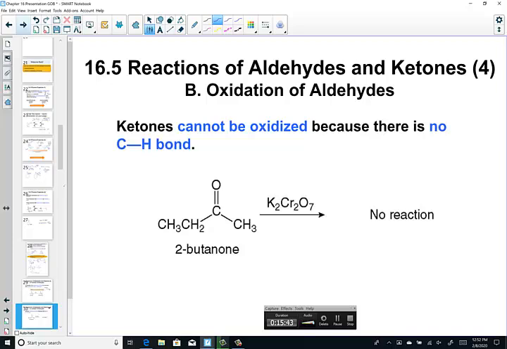Ketones cannot be oxidized because there are no carbon to hydrogen bonds. Notice that oxidation requires a carbon to hydrogen. And since a ketone is only connected to other carbons, no reaction occurs. And this is potassium dichromate, which is what we refer to as our oxidizing agent. So you may see potassium dichromate on the arrow, but oftentimes you see that just written with an O to stand for oxidizing agent.